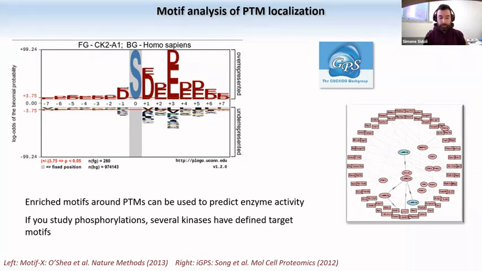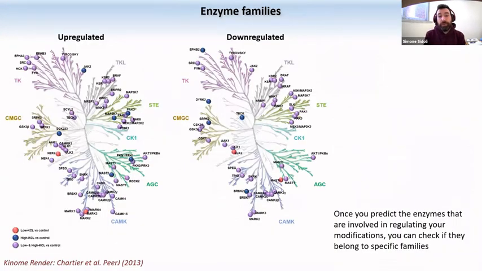So if you are comparing a normal cell and a cancer cell, and the cancer cell has upregulated phosphorylations with a specific motif, you might end up predicting which kinases you need to target, to drug, to basically block these regulatory events. It might easily end up being more than one kinase, because kinases are not that specific. And then what you can do, for example, is group them in families.